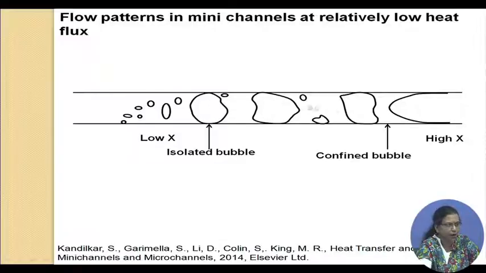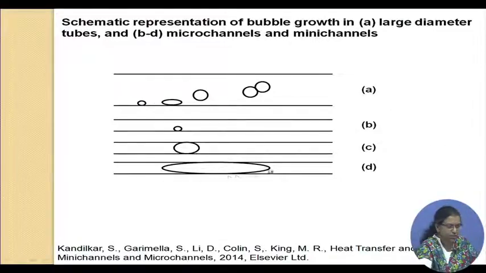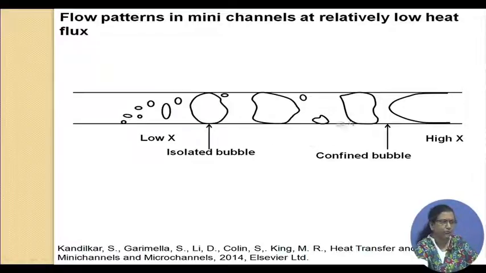After some time, the bubbles grow much larger and assume the disc shape that I had shown. This is known as confined bubble flow. They are basically bubbles which are confined by the two walls and they cannot nucleate, and so they are driven off by the liquid which is flowing, and finally these confined bubbles coalesce with one another at high quality and they gradually form the annular flow pattern.